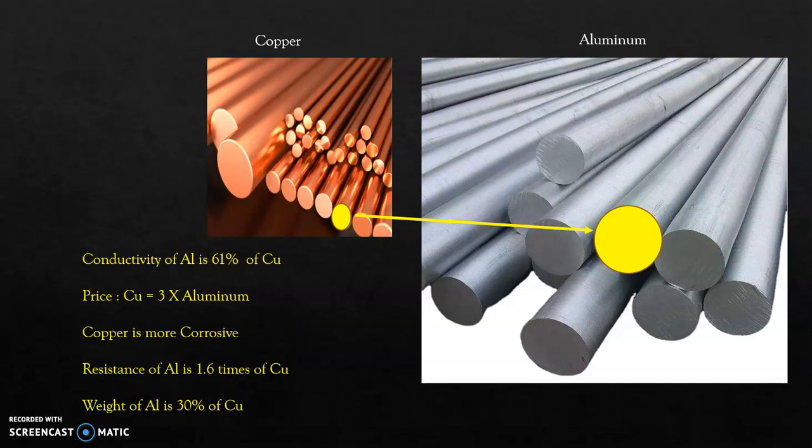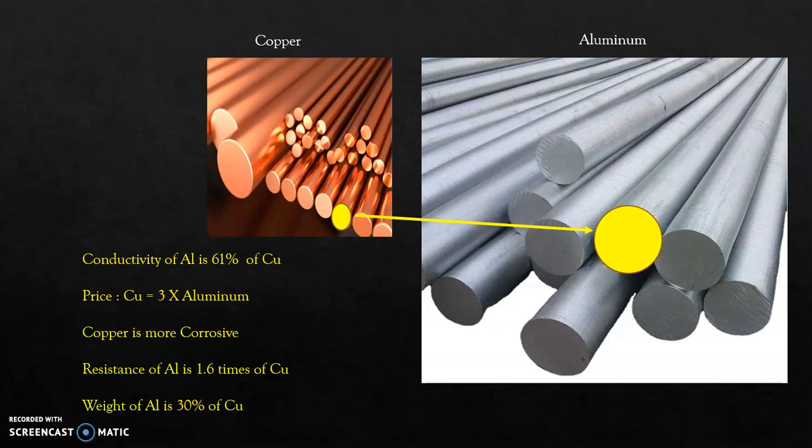That means that this copper conductor can carry a large amount of current, almost 40% more as compared to the aluminum conductor. And next is weight. The weight of the aluminum conductor is just 30% as compared to that of the copper conductor. And suppose the resistance of the copper conductor is 1 unit, then the resistance of the aluminum conductor will be 1.6 units.